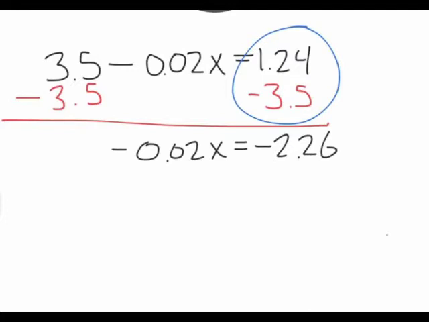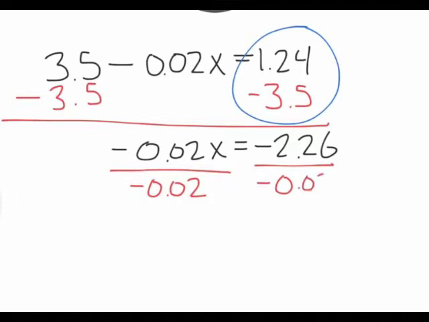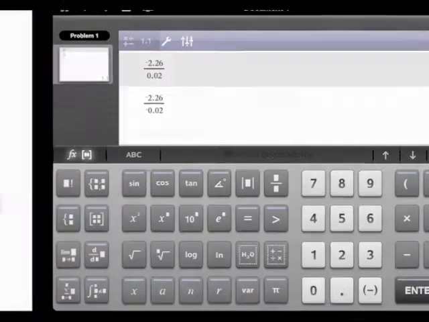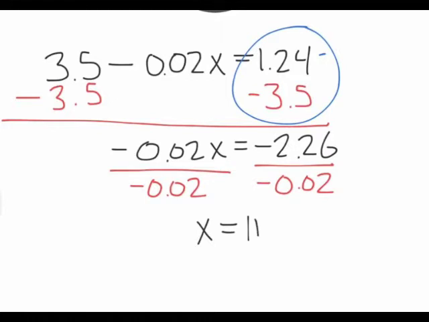Then finally, we are not going to add 0.02. That doesn't make any sense. This number is multiplying the x, so we have to divide both sides by negative 0.02 in order to take it off the x. So this gets canceled out, leaving us with x on the left-hand side of the equation. And over here we have negative 2.26 divided by negative 0.02. There we go. Positive 113. So x equals 113. Okay, so that equation was not too bad either. We just had to use our calculator to deal with the decimals.